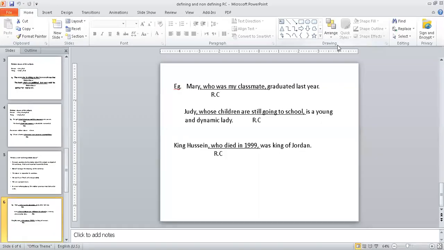Okay, let's look at some examples about non-defining relative clauses. We have 3 examples. I'm going to start with the last one, King Hussein, لأنه كتير واضح كمثال. King Hussein, comma, who died in 1999, comma, was king of Jordan. Okay, the relative clause is underlined. Who died in 1999. And you can notice that there is a comma at the beginning of the clause and another comma at the end of the clause. في فاصلة ببداية the clause وفاصلة بنهاية the clause.